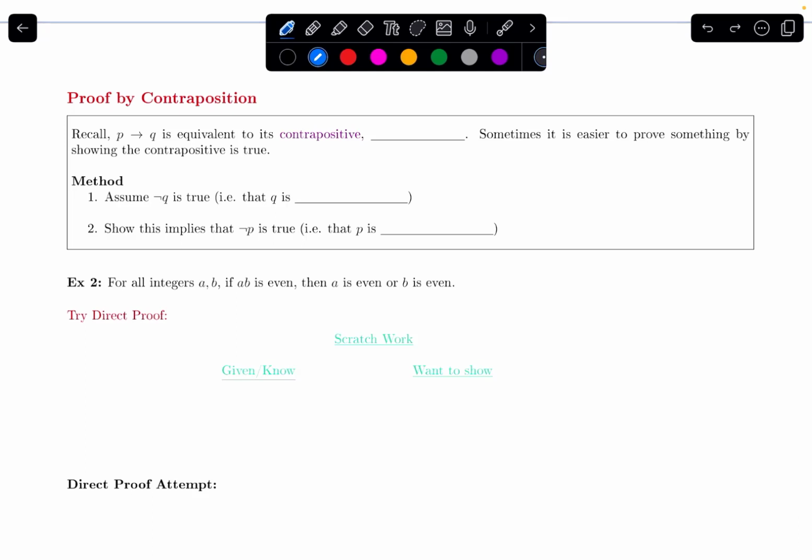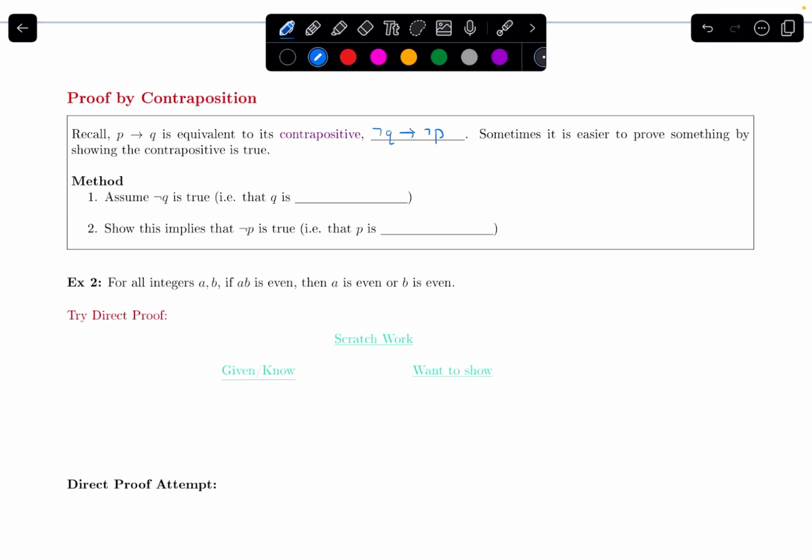In this video, we will go over how to do a proof by contraposition. This is our second proof technique that we will talk about in our class. Recall that when we have an implication, if P then Q, that's equivalent to its contrapositive. And the contrapositive says, if not Q, then not P.